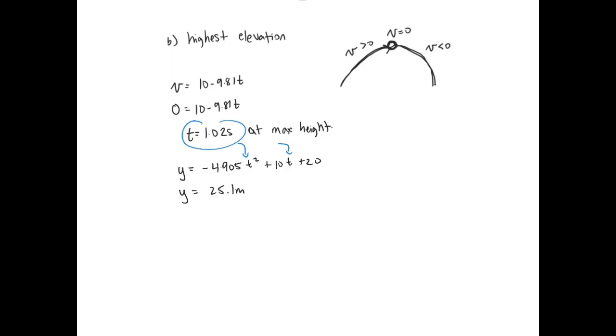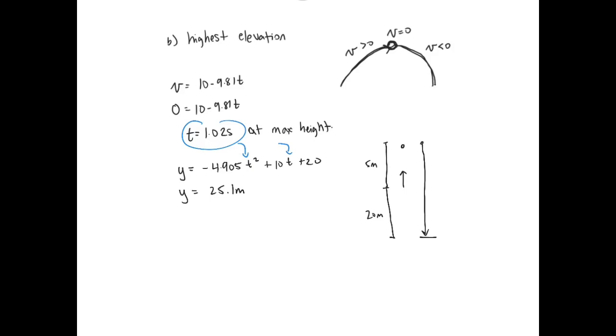25.1 meters. So that's saying that the ball is shot upwards. Its original height was at 20 meters. It reaches a peak height of 25 meters, so the difference would be here 5 meters. And then it starts to come down until it reaches the ground. The last question is asking us to find the time when the ball hits the ground.